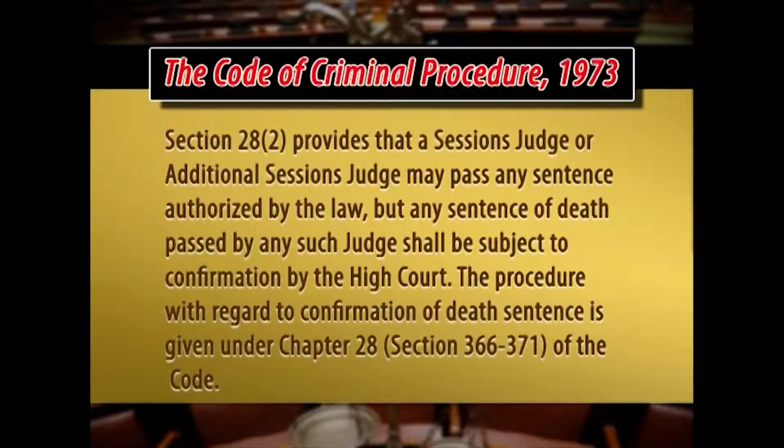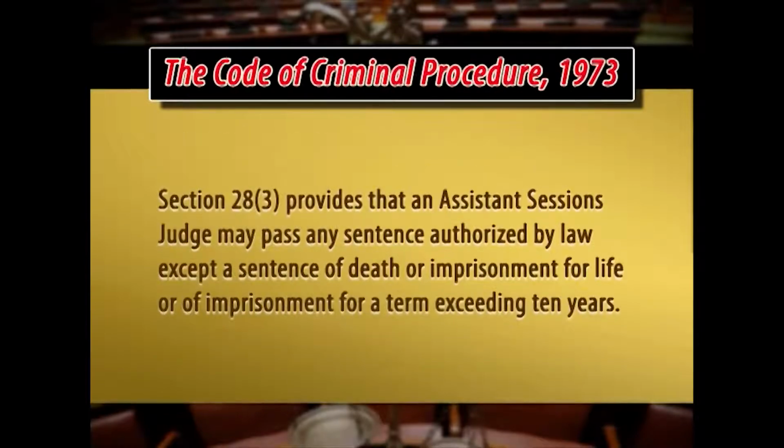The procedure with regard to the confirmation of death sentence is given under chapter 28 of the Code of Criminal Procedure. Section 28 subsection 3 provides that an assistant sessions judge may pass any sentence authorized by law except a sentence of death, imprisonment for life, or of imprisonment for a term exceeding 10 years.